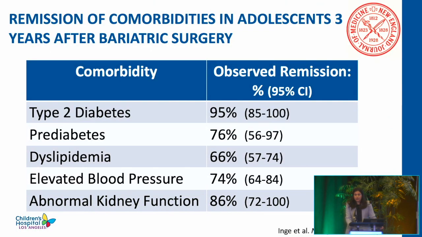And this is probably the most impactful slide of my presentation, and this looks at remission of comorbidities in adolescents 3 years after they had bariatric surgery. You can see an incredible remission rate of type 2 diabetes, prediabetes, dyslipidemia, elevated blood pressure, and abnormal kidney function. The one that I want to point out in particular is type 2 diabetes. 95% of those who had type 2 diabetes before surgery had complete remission 3 years after surgery. And anecdotally, what we see at our institution is most of these patients can be off all of their hyperglycemic medications with complete remission about 6 months after surgery.